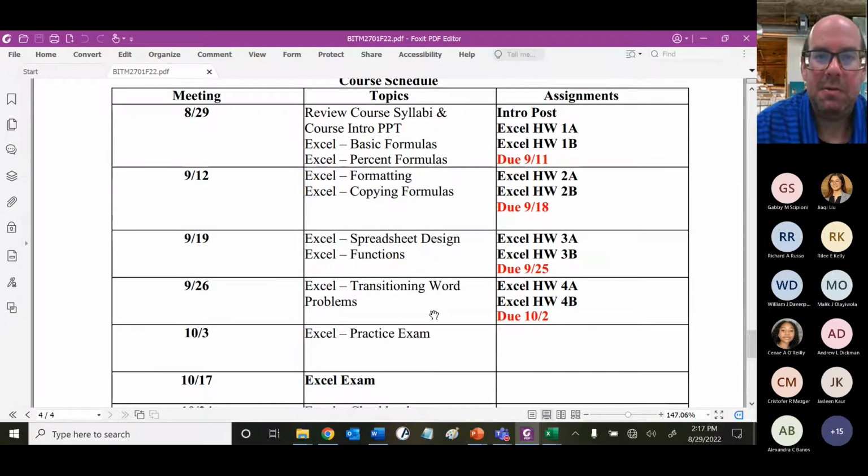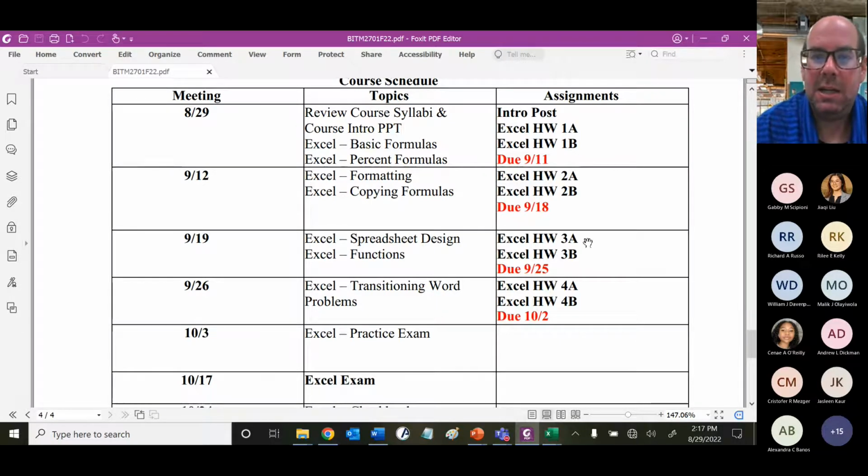Going forward today, we're going to review the course syllabi, the course intro PowerPoint, like I'm going through now. We're going to touch on basic formulas. We'll basically do work with a stocks tutorial, then an inventory tutorial, and an inventory analysis tutorial. We'll work on percent and changing formats while tying it to business-specific content.